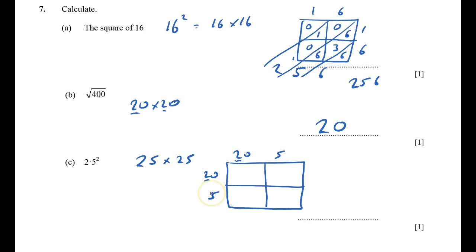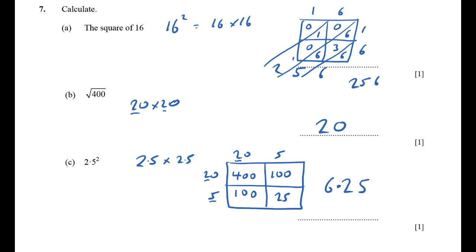20 times 20, 2 2s are 4, and add 2 zeros. 5 times 20, so I underline the 5. 5 times 2 is 10, and add the 0. And 5 20s are still 100. And 5 5s are 25. Add that all up, 4, 5, 6. That's 625. But I've got to divide that one by 10, and I've got to divide that one by 10. So I've got to divide this one by 10 twice, so it's 6.25.